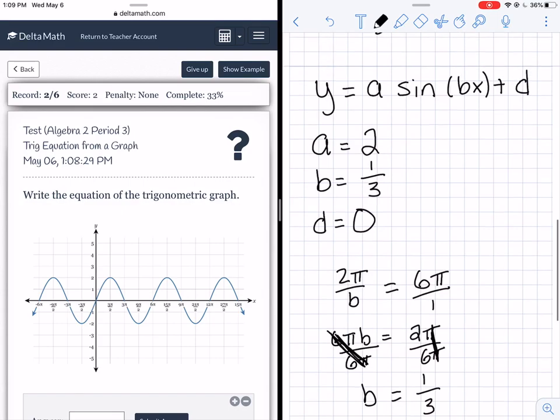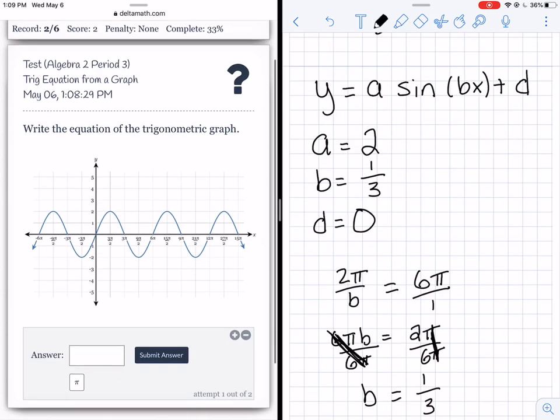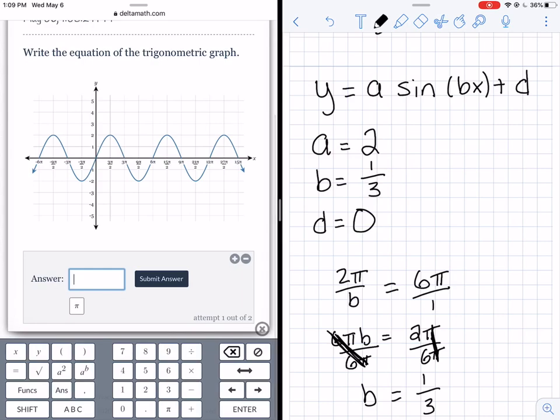I have my a, b, and d values, so now I can write my equation. Now I just want to show you, if you don't put the y equals, it's going to tell me it's wrong. So I'm going to do it incorrectly because I do get 2 attempts on this. So I'm going to do 2 sine.